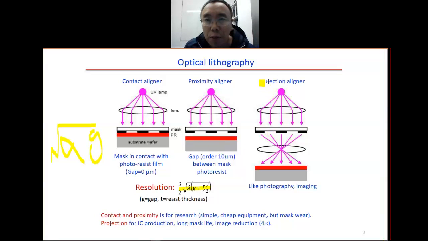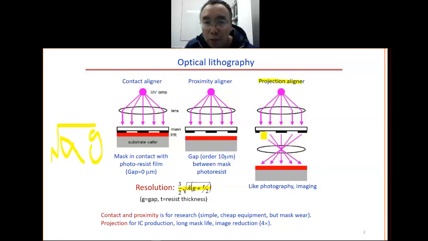The third one is projection lithography. This is actually used for the manufacturing of semiconductor chips. The first two, the contact aligner and the proximity aligner, are mainly used for research, but this one is for production. They are also used for low resolution applications, for example, the fabrication of LED lamp chips, which have a 10 micrometer feature size. But this one is for the production of IC chips that have very high resolution.